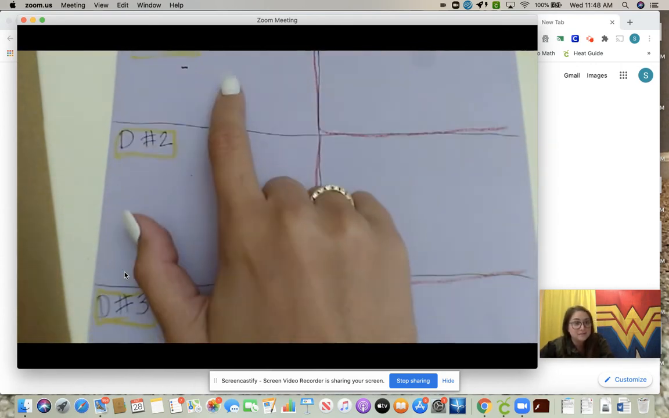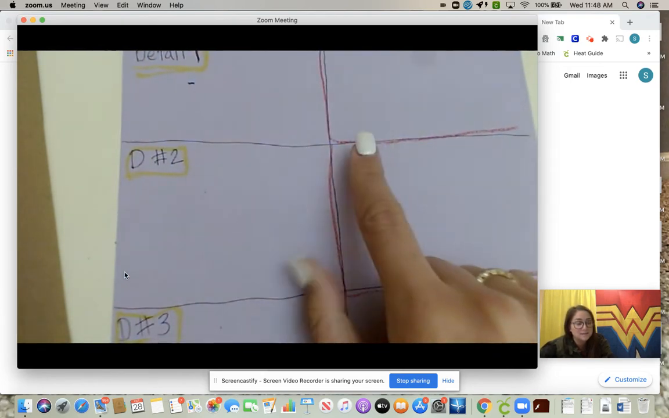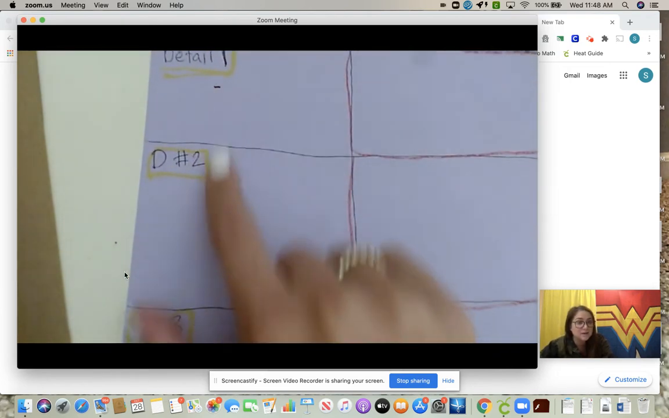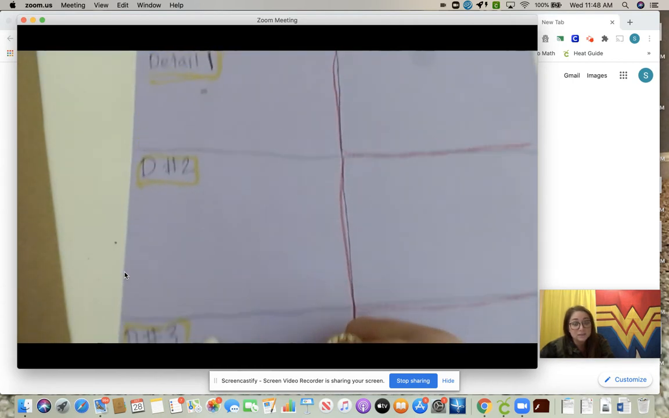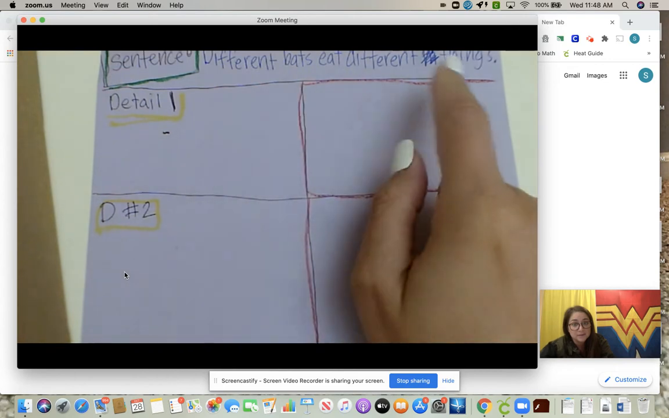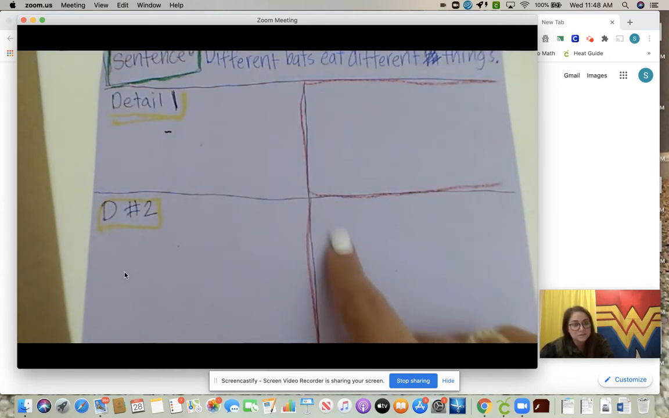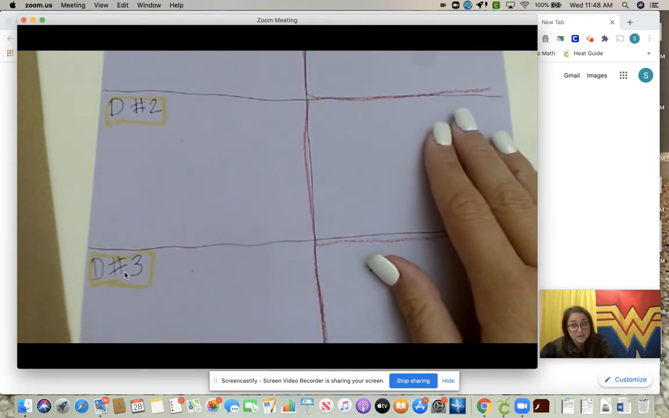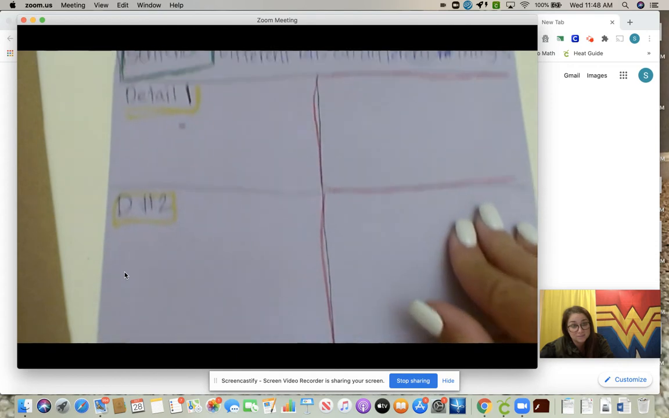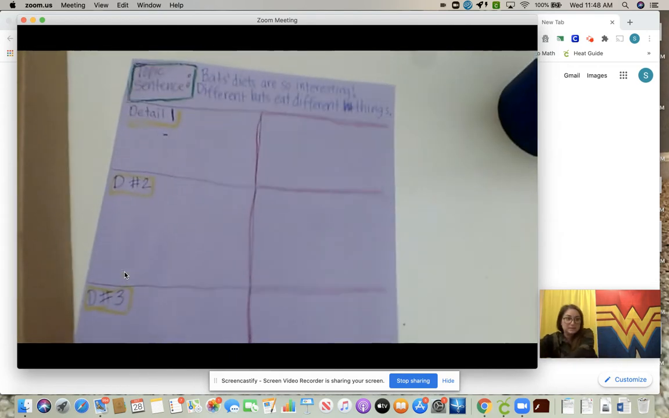Then we have detail 1, detail 2, detail 3. So I had them draw 2 lines and write that. Detail 1, detail number 2, detail number 3. I colored it yellow to again show them that it's just like the T-chart that I made for them. And then I just outlined the boxes in red to show them that is the elaborate, where we go even further, like with our examples. So I'm going to show you, put them side to side.